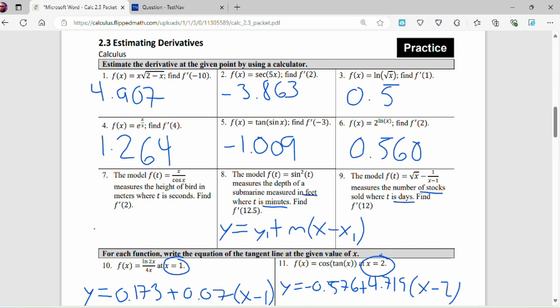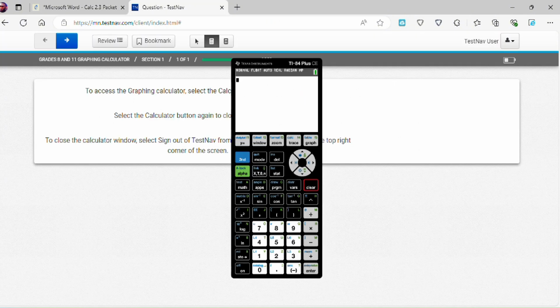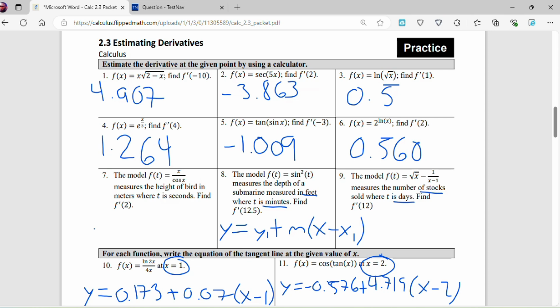Cool. And then the last example I'm going to do, I guess we could do number 3. So ln of square root of x. We're going to do math 8 again, with respect to x, then it is ln square root of x. And then this is at x equals 1. Oops. Okay, x equals 1. So we get 0.5.